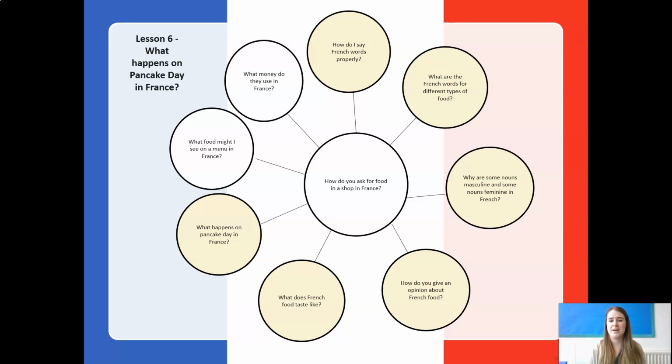So we are now on our 6th French lesson from this topic, okay? So today we're going to be looking at what happens on Pancake Day in France, okay? Now, had we started our French unit a little bit closer to January, this probably would have coincided with when Pancake Day was, because it would have been at the beginning of February. But we're going to have a look at what happens in France.